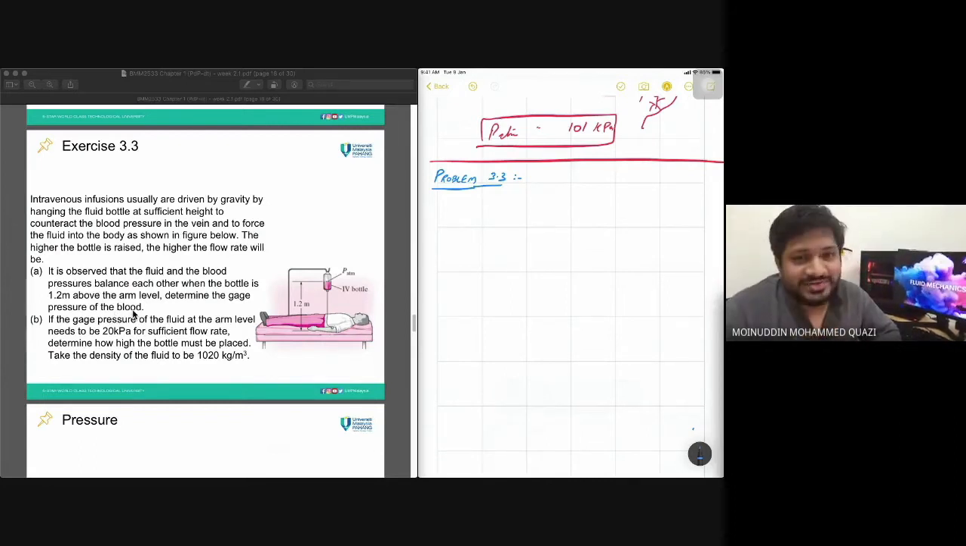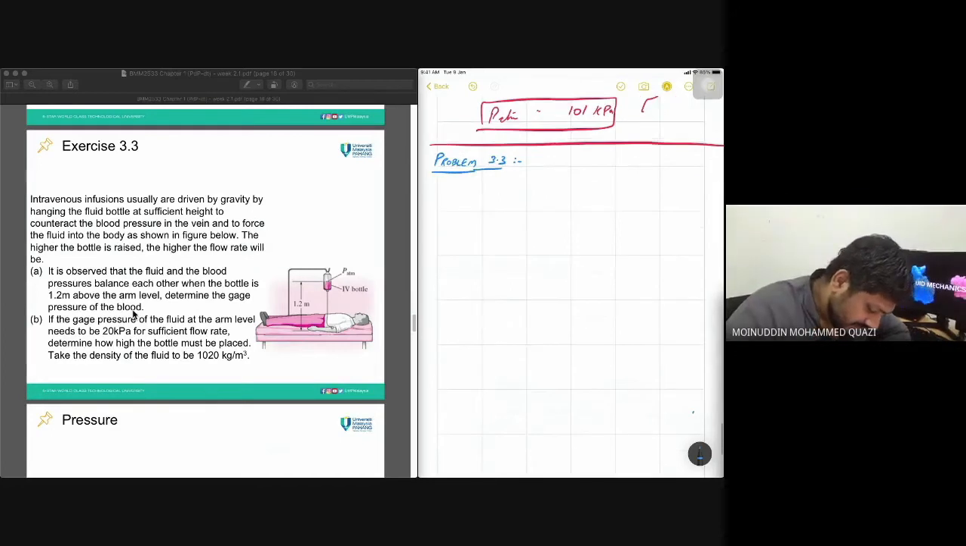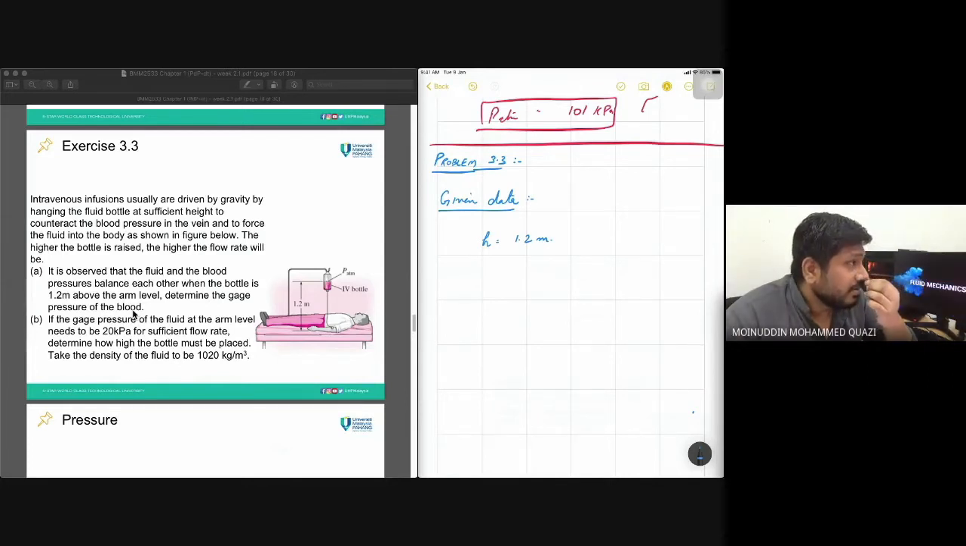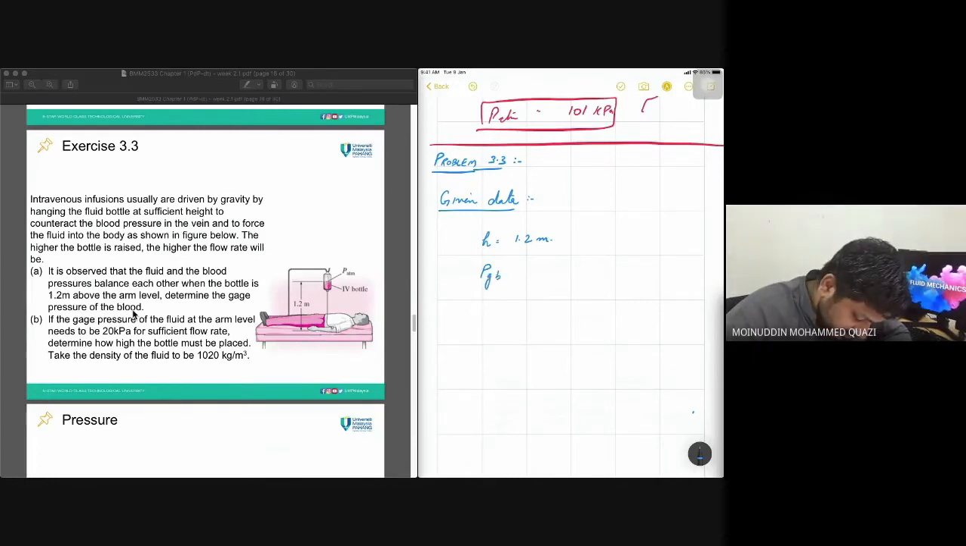Okay, so let's write the given data. So the bottle is 1.2 meter above. So the height is equal to 1.2 meters. And the required quantity is: determine the gauge pressure, P_gauge, of the blood.